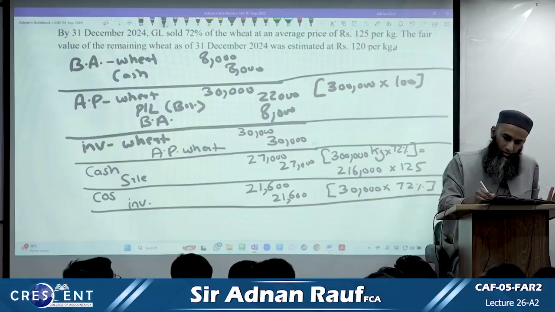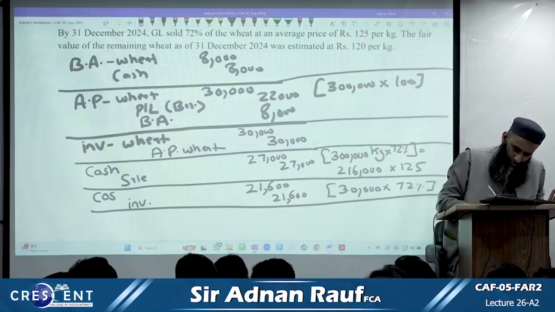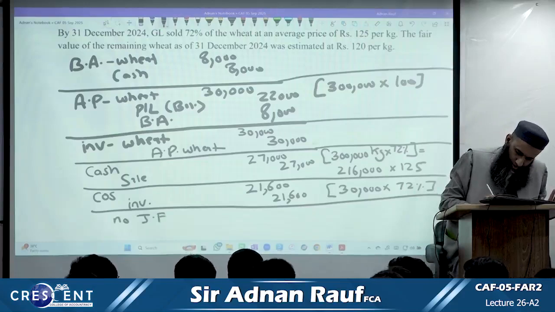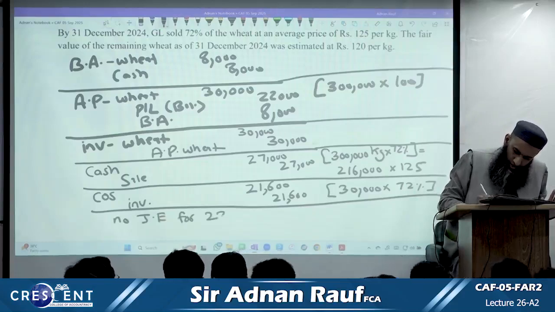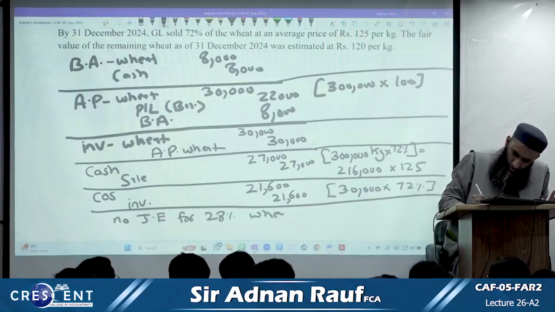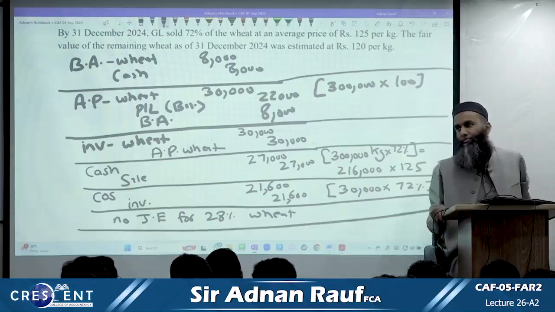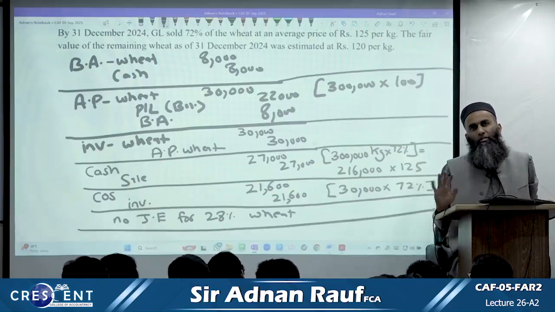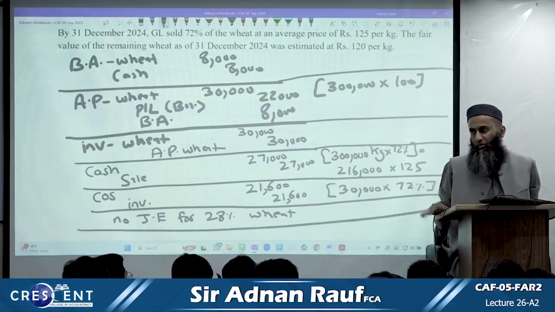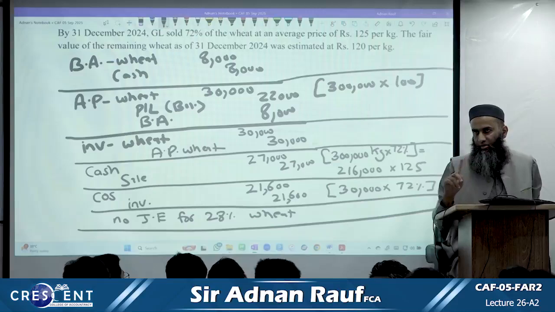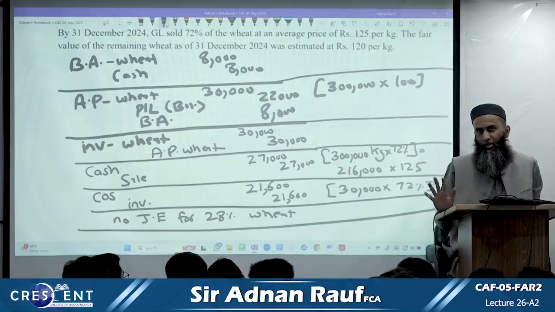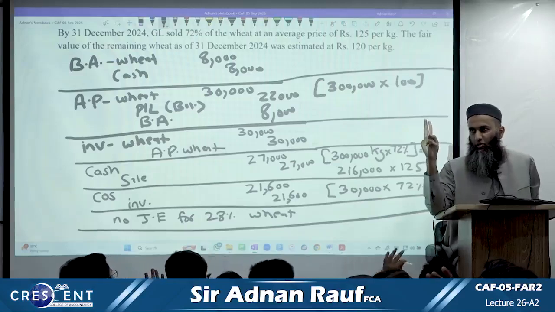So for now, I am writing no general entry here. No general entry for 28% wheat because which standard is being applied on it? IAS 2. I will also put this question in today's homework. Question 4 as well. Question 1 of the test and question 4 as well. How many people will do question 1 now willingly? Make 2 schedules.